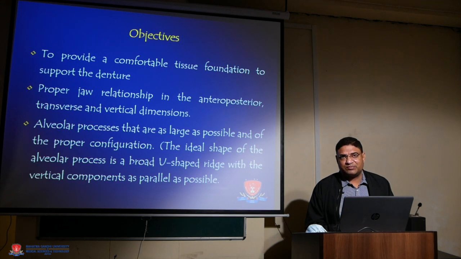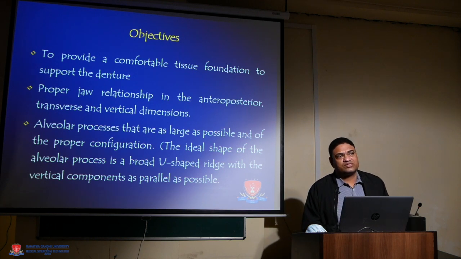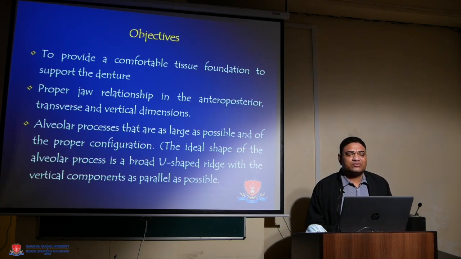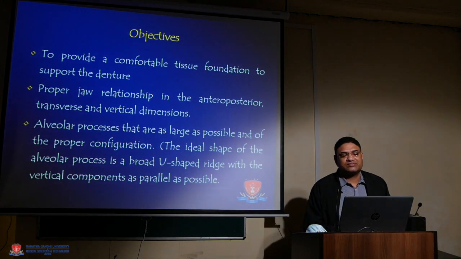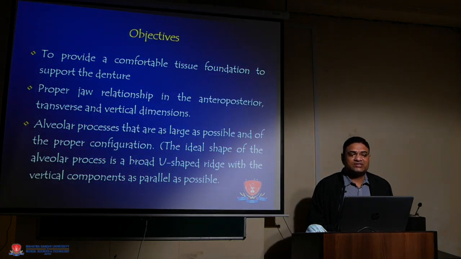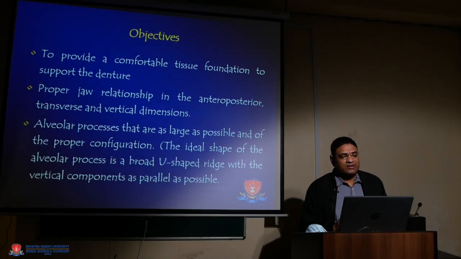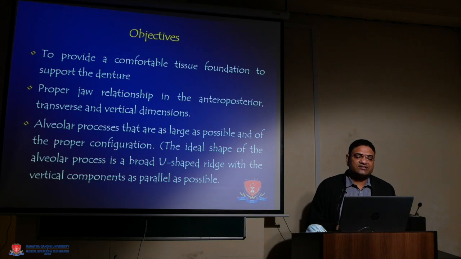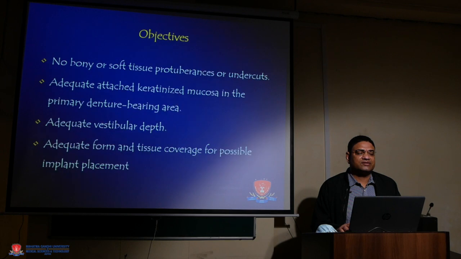So what are the objectives of the pre-prosthetic surgery? To provide a comfortable tissue foundation and support for the denture or any prosthesis or implant processes, with proper jaw relation in the anterior-posterior, transverse and vertical dimensions. So by the jaw relation we have to see all these things. The next objective is an alveolar process that is as large as possible and of the proper configuration. The ideal shape of the alveolar process is a broad U-shaped, horseshoe-shaped ridge, and with the vertical component we have to check, as well as the parallelism of the processes. So these are the objectives for the pre-prosthetic surgery.